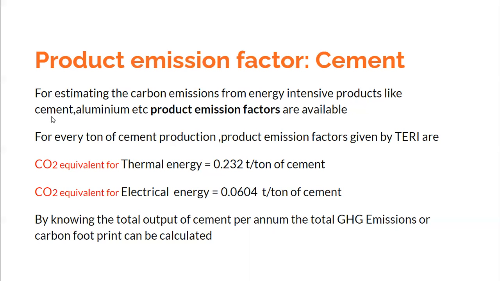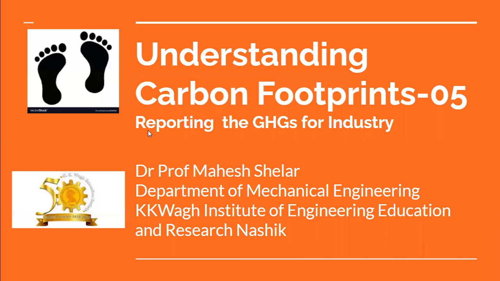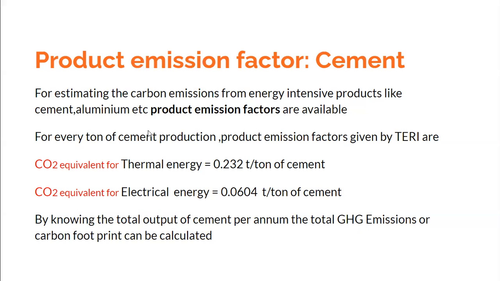So this way you would have some data on product emission factors, and that can be easily used for calculating the emission factors of products like cement and aluminum. I hope this clarifies the concepts of calculating the greenhouse gas emissions, the carbon footprint of industries.